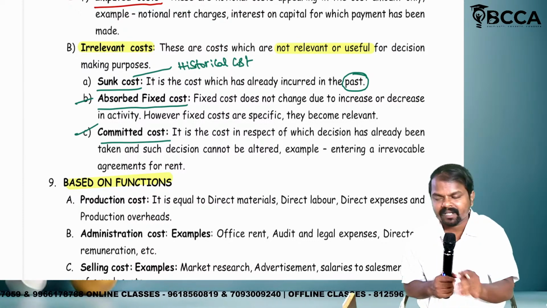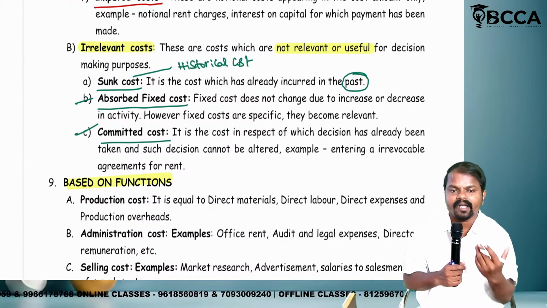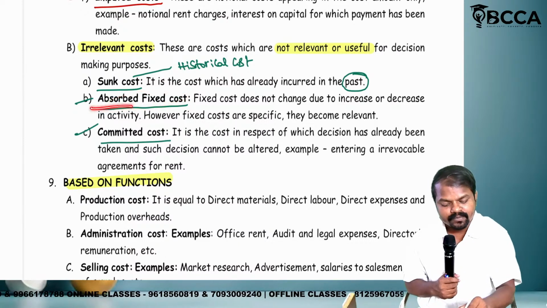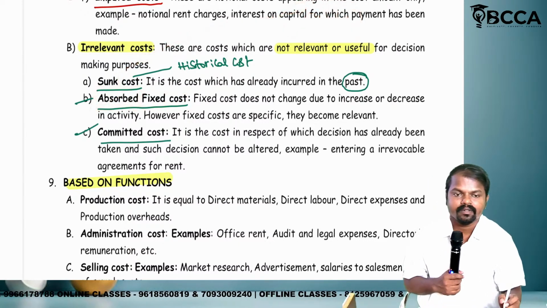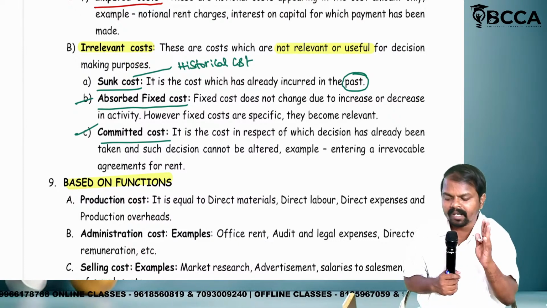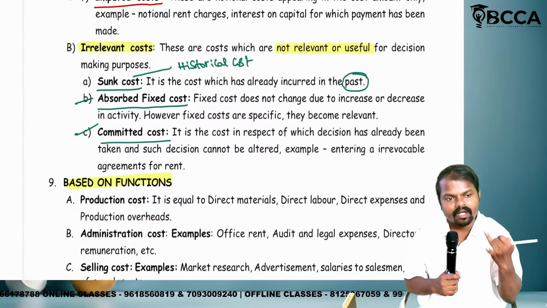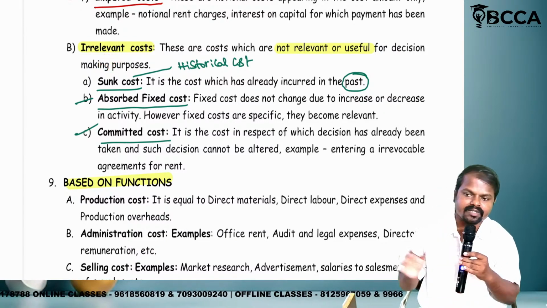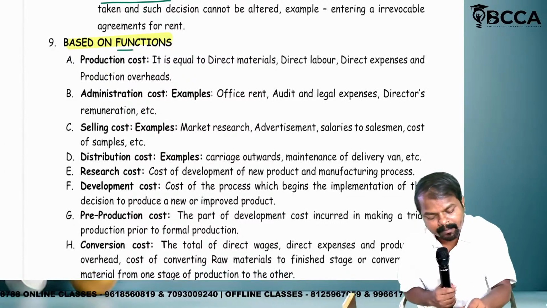Absorbed fixed cost and committed cost. Please remember such names. I will discuss them in relevant places. It's not time to discuss absorbed fixed cost. Why? Absorption definition will come under the overhead chapter. It's not the correct place. Please remember absorbed fixed overhead, absorbed fixed cost, committed cost, sunk cost will be referred to as irrelevant cost. Clear?